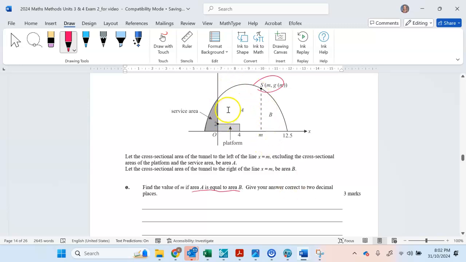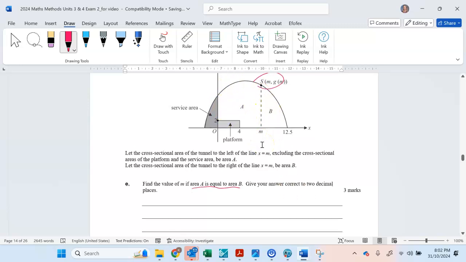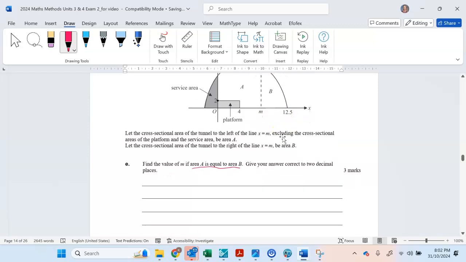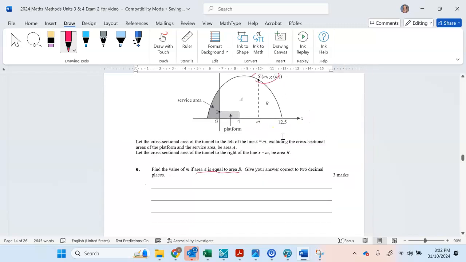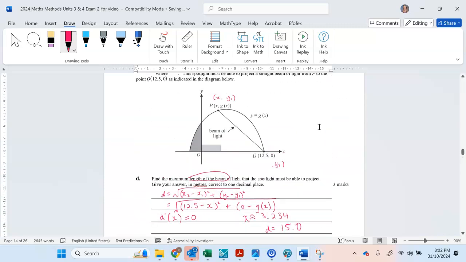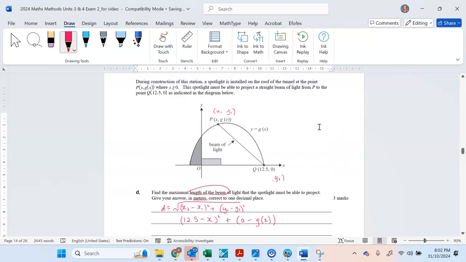All right, so I'm thinking of area, so definite integral. A is going from 0 to m, and you're going to subtract 8 because that rectangle there is 2 times 4, which is 8. And then we've got the area of B, which is going from m to 12.5. So let's set up those definite integrals. All right, so we're going from 0 to m. Oh, and we don't need to write the whole function again. So it was g of x, wasn't it? So just make sure you use the correct one, yeah, g of x, don't use f of x.